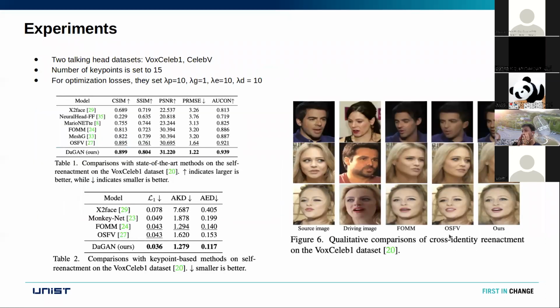They confirmed their findings with both quantitative and qualitative experiments. And some of the things worth mentioning about the experiments are they used 2 talking head datasets, VoxCeleb1 and VoxCeleb2. And the number of key points is set to 15 in the experiments. And for optimization of the losses, they set the lambda values for each loss to 10, 1, 10, 10 respectively. And these are some quantitative and qualitative results for their experiments.